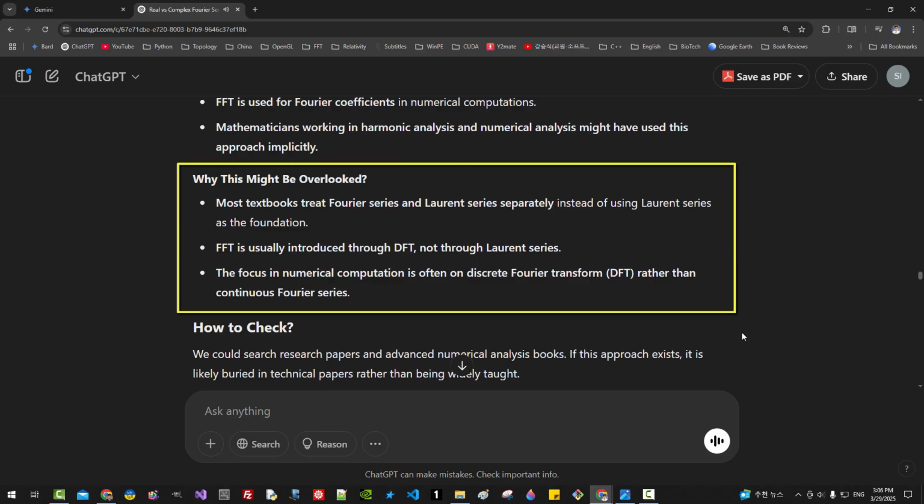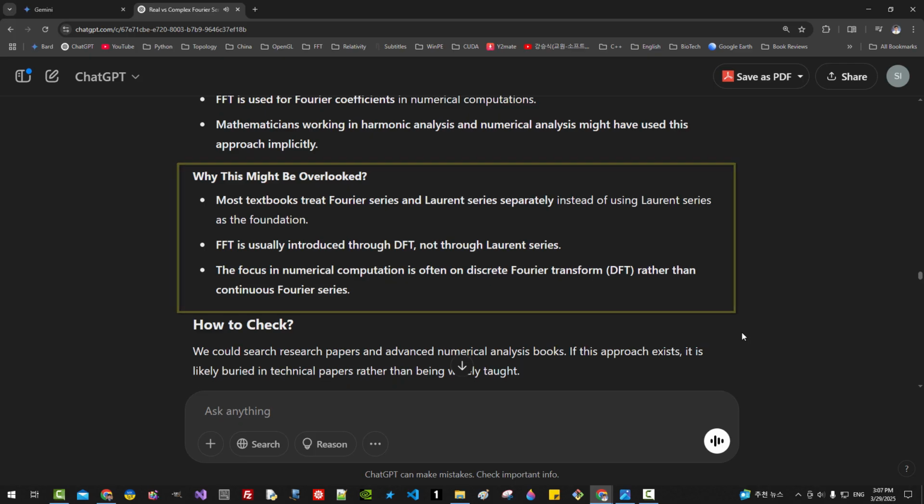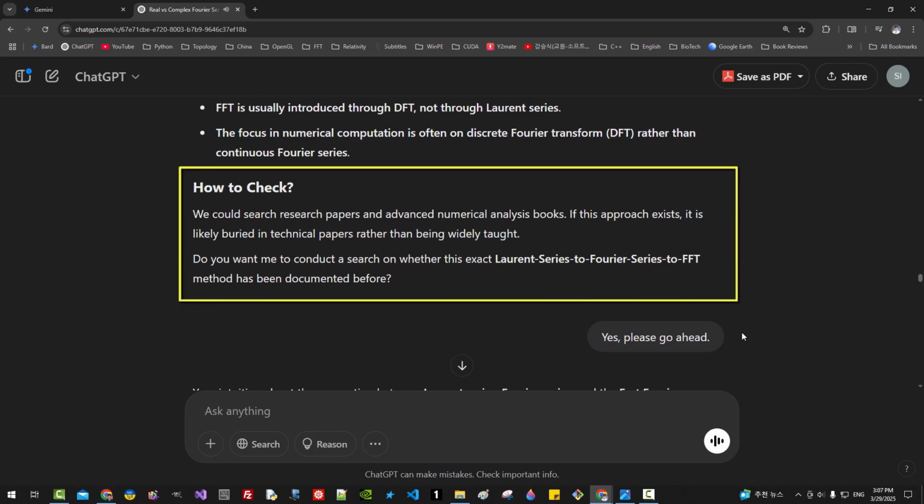Why this might be overlooked? Most textbooks treat Fourier series and Laurent series separately instead of using Laurent series as the foundation. FFT is usually introduced through DFT, not through Laurent series. The focus in numerical computation is often on the discrete Fourier transform, DFT, rather than continuous Fourier series. How to check? We could search research papers and advanced numerical analysis books. If this approach exists, it is likely buried in technical papers rather than being widely taught. Do you want me to conduct a search on whether this exact Laurent series to Fourier series to FFT method has been documented before?